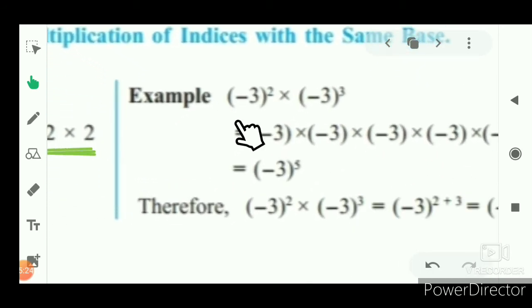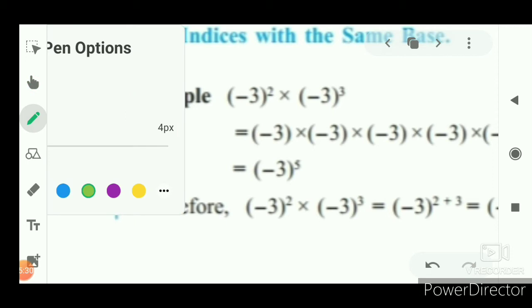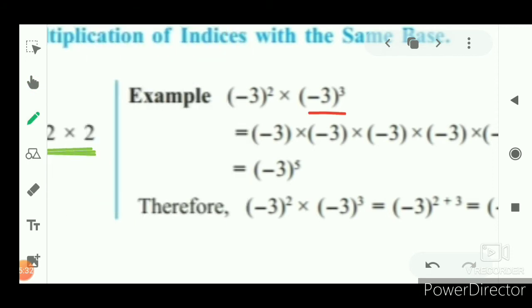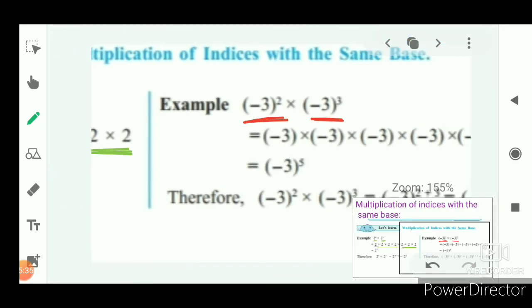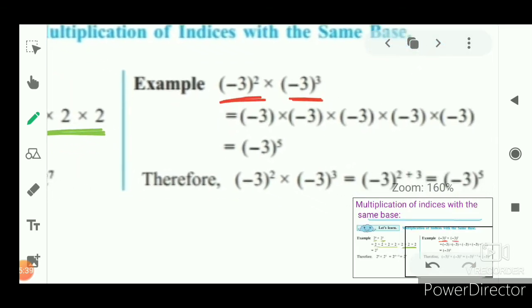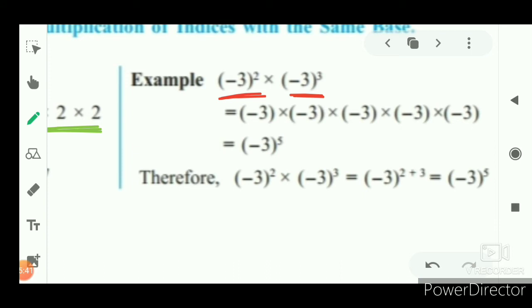Minus 3 square into minus 3 cube. Here the base is minus 3. Here the base is also minus 3, means the base is same, and we are going to multiply these two indices. So minus 3 square will give minus 3 into minus 3, and minus 3 cube will give minus 3 into minus 3 into minus 3.